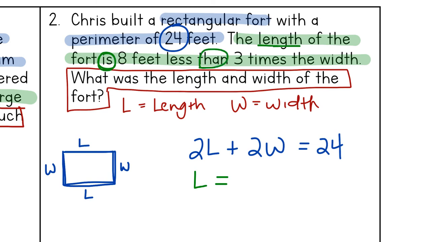Anytime you have the word "than," you're going to do the second part first. So 3 times the width, well, 3W, 3 times W. And then if I want 8 feet less than that, less means to subtract. So there's my system. Those are my two equations there.